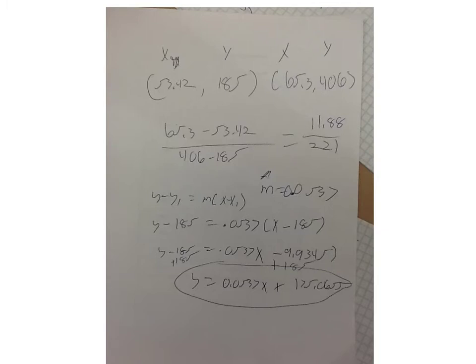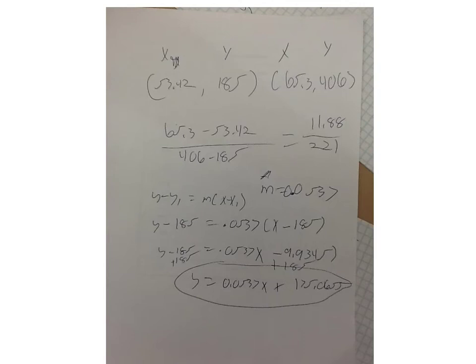Once I found my slope, I used the other equation, y minus y1 equals m times x minus x1. After plugging in all the information, the final equation before being reduced was y minus 185 equals 0.537, where 0.537 is the slope 11.88 over 221 reduced, times x minus 185.